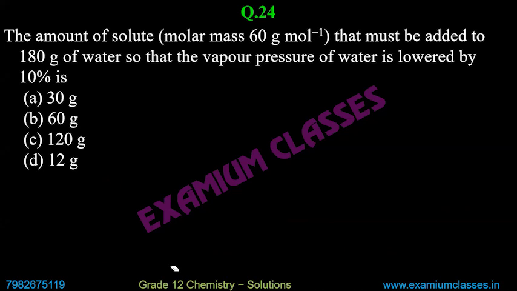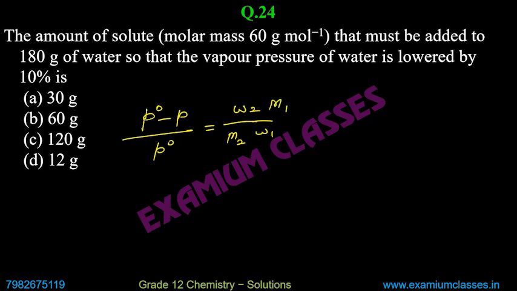The amount of solute of molar mass 60 gram per mole that must be added to 180 gram of water so that the vapor pressure of the water is lowered by 10% is. So again, just apply the formula: P naught minus P divided by P naught equals N2 by N1, and you will get the answer. N2 will be W2 by M2, N1 will be W1 by M1. Substitute the values and get the answer. So I'm not doing this one.